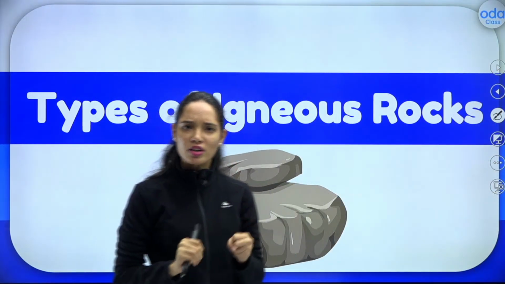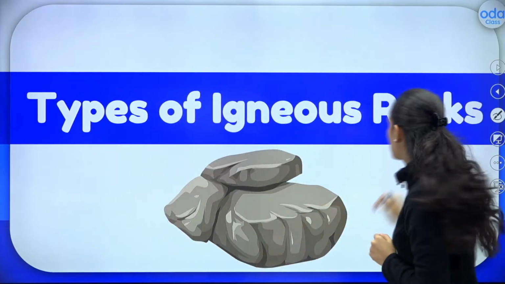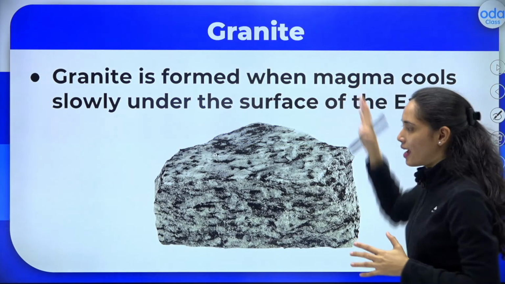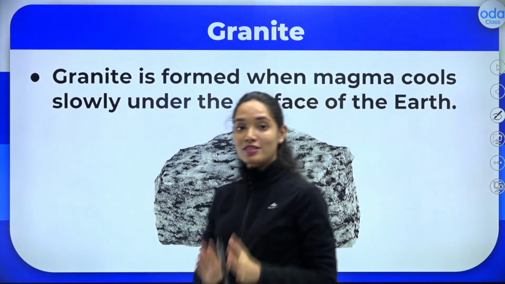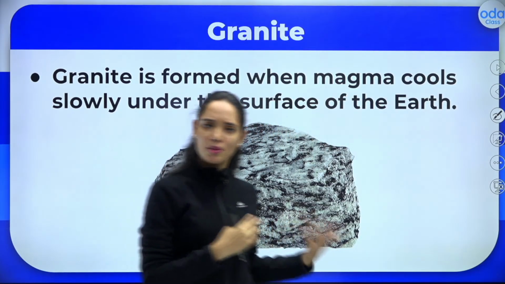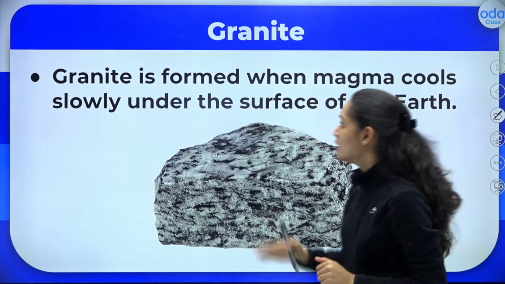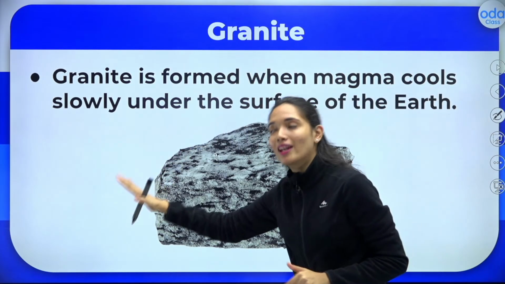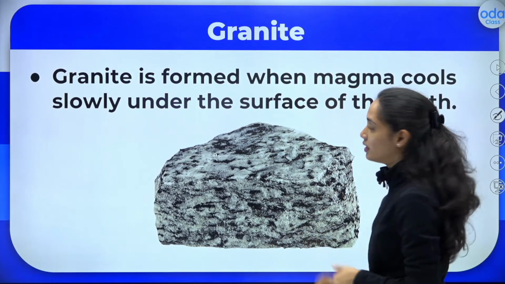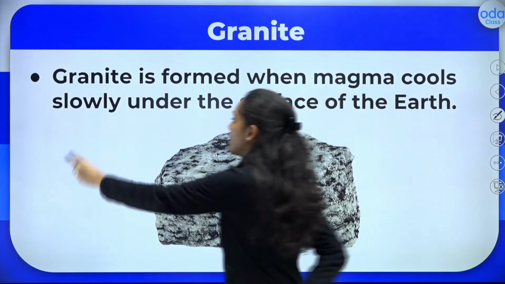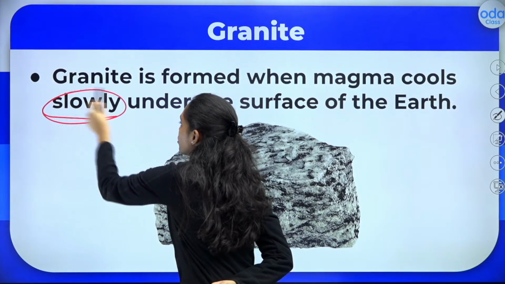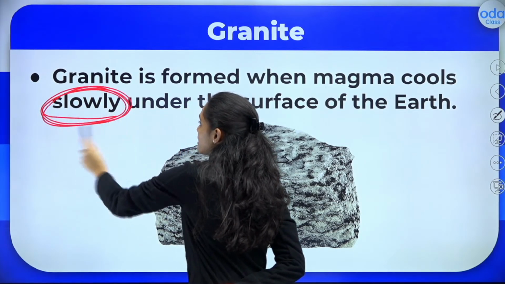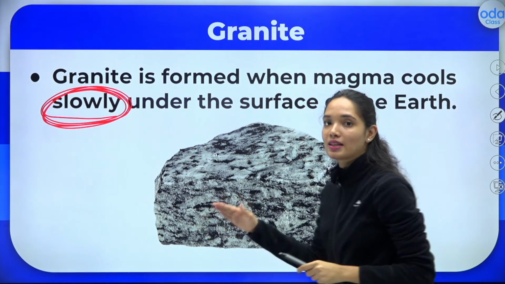You will be shocked after hearing it. So let me show you one example, that is granite. You must have seen it, and it might be there in some of your houses as well, right? Granite is formed when magma cools slowly under the surface of the earth. Okay? This is very important. Cools down slowly, then it forms granite.